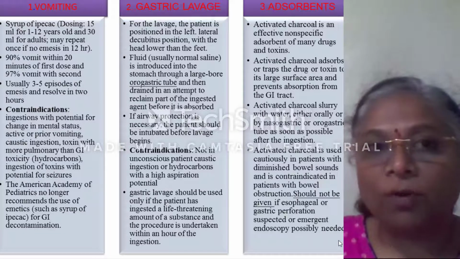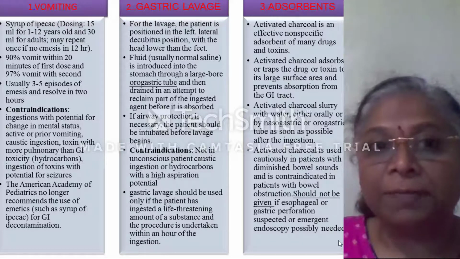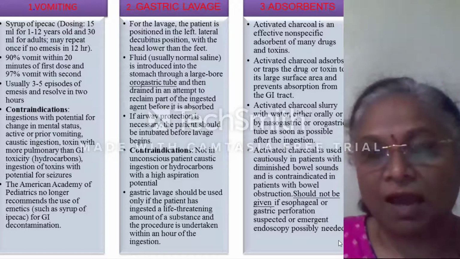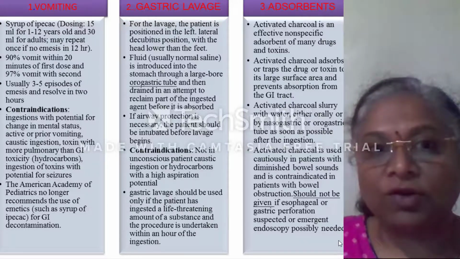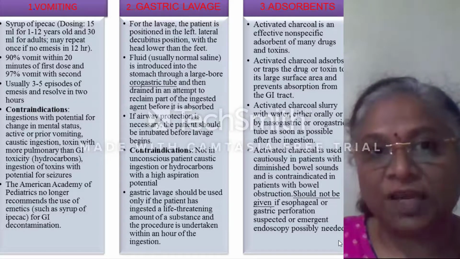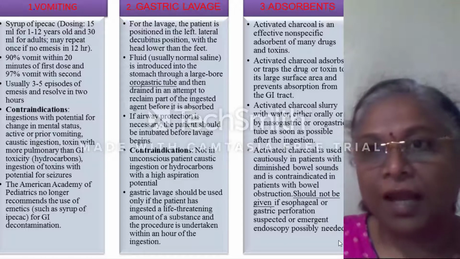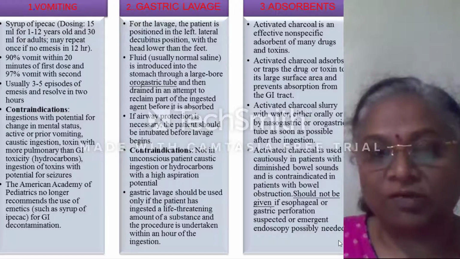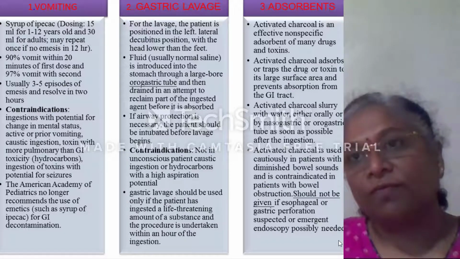Now when we talk about vomiting, usually syrup of Ipecac is given: generally 15 ml for 1 to 12 year olds and 30 ml for adults. 90% vomit within 20 minutes after giving Ipecacuanha syrup, and 97% of patients vomit with a second dose. Usually 3 to 5 episodes of emesis occur and they resolve within 2 hours. But it is associated with a lot of contraindications.